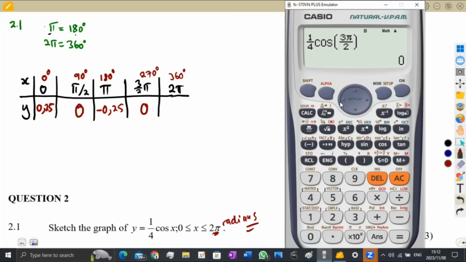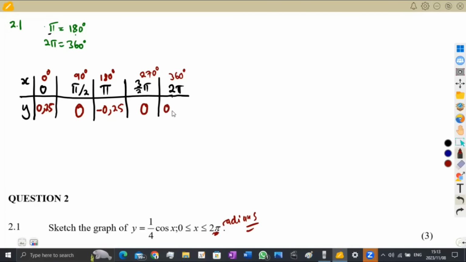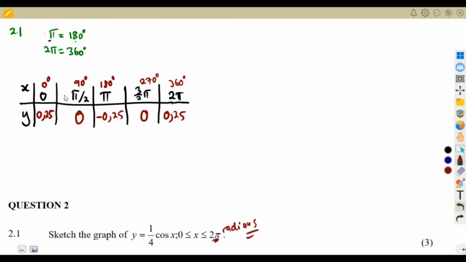And the last one is 2 pi. So this is going to be 2 pi like this, which is going to give us 1/4, which is the same as 0.25. All right, so these are the values that we are obtaining from our calculator corresponding to the x values. We've got the y values.